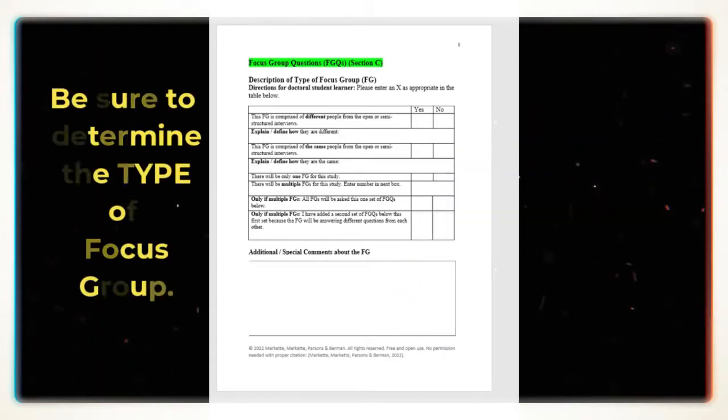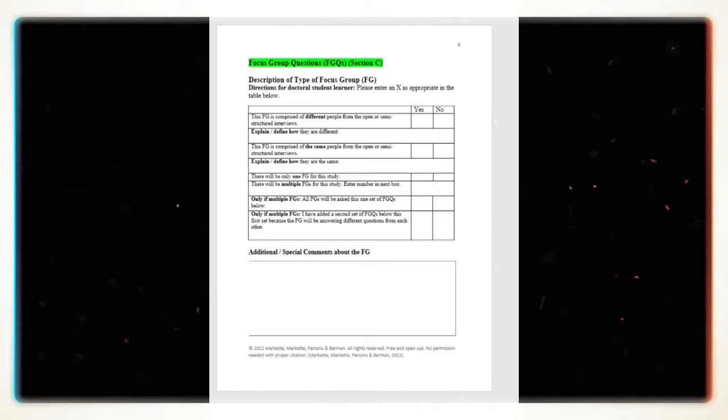Please note which type of focus group you are employing. For example, there are single focus groups, two-way focus groups, member checking focus groups, and more. Your expert reviewer needs to know this.